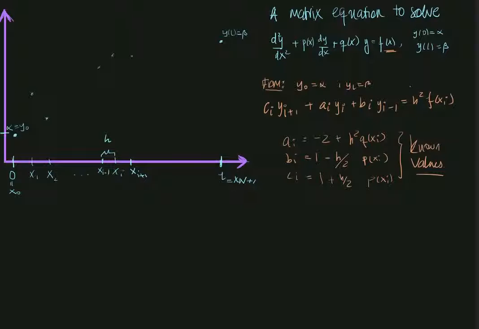So basically, when you see this, don't be too scared. Basically, what you have is something like 2 yi plus 1 plus a half yi minus 3 yi minus 1 is equal to h squared multiplied by 42 or something like that. So ci, ai, bi, and f of xi, these things are all known numbers.